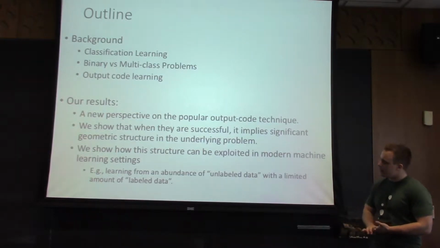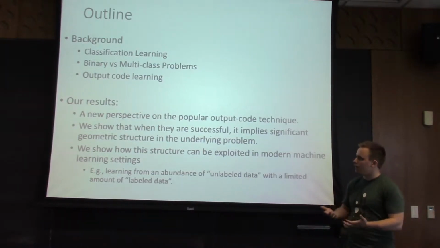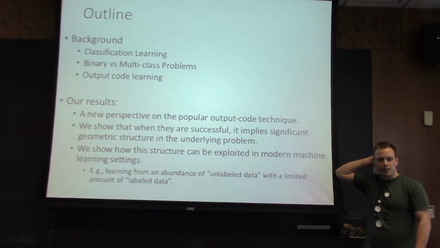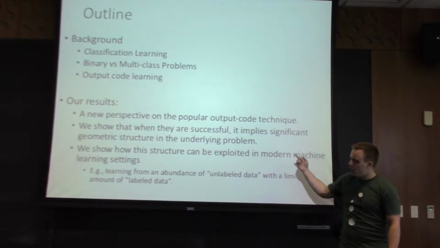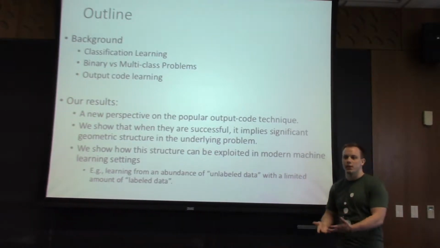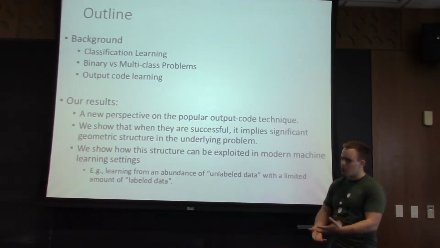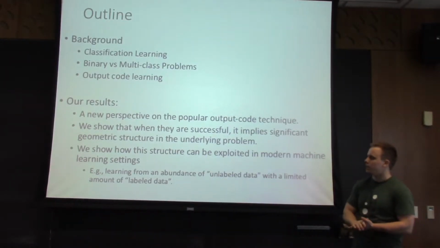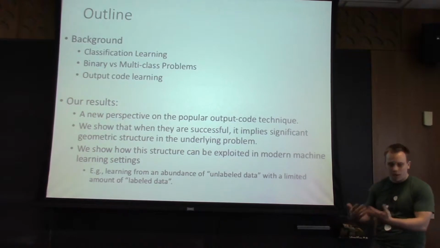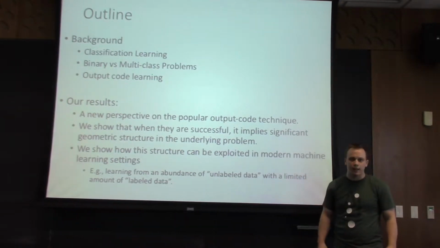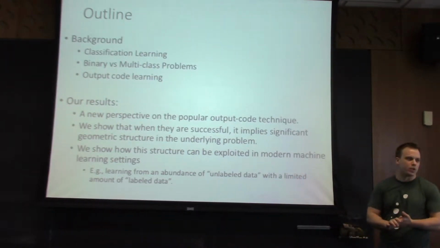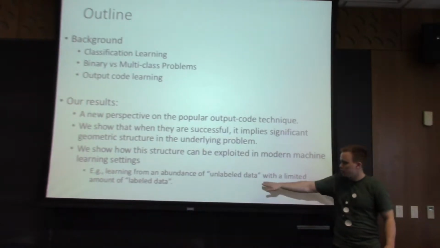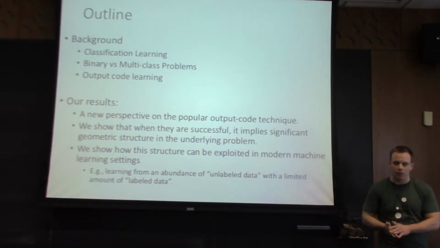At a really high level, the idea of this research is to show a new perspective on these popular output code learning techniques. In particular, we're going to show that whenever they work well, so if they would be successful at learning, this actually implies a lot of geometric structure in the underlying problem. So there are geometric relationships between the different classes that we're trying to learn. And we'll demonstrate this structure by showing how you can exploit it for learning in some modern machine learning settings. If you're familiar, we're going to show how to take advantage of this additional structure to learn from unlabeled data together with a little bit of labeled examples.